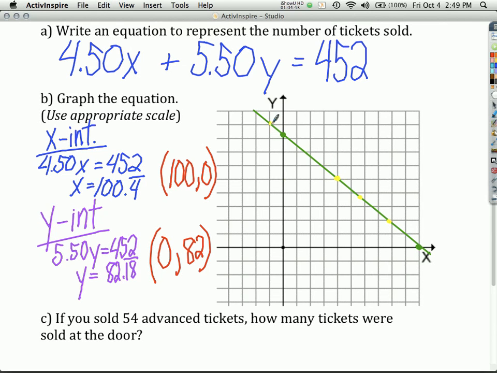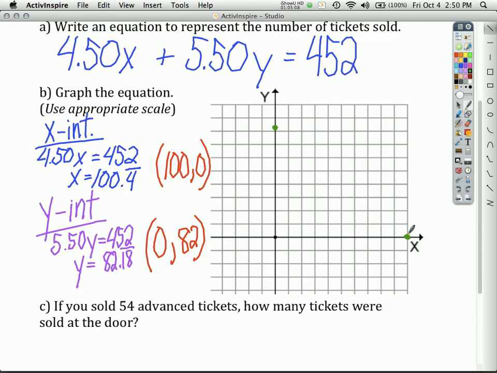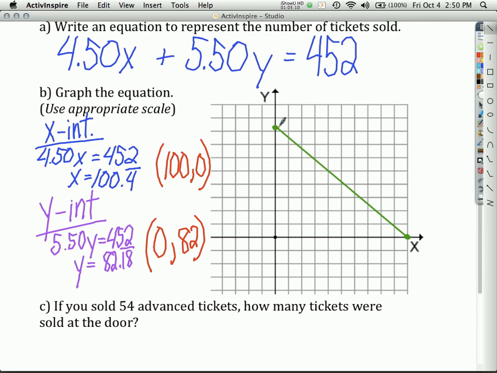But look at this point right here. That represents negative 10, positive 90. Is it possible to sell negative 10 tickets in advance? No, it doesn't make any sense. So Brian's explanation is fantastic and very, very important. We cannot draw a line through it. In fact, this line will actually not have arrows on either end. It must start here and end here, and that's it.